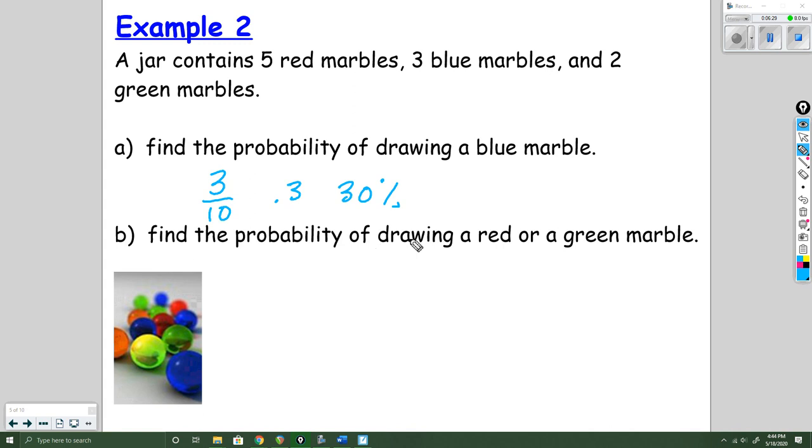In order to find the probability of drawing a red or a green marble, we need to know how many red marbles there are and green marbles there are. There's 5 that are red, 2 that are green, so we would add those together. We have 7 possible successful outcomes for this event to happen. All right, 7 out of 10 would give us 0.7 or 70%.